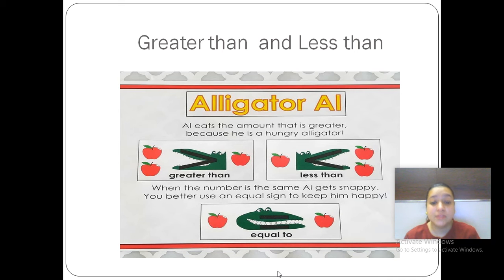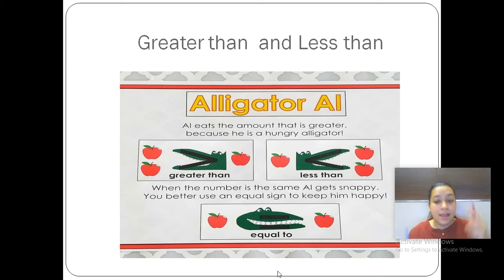When the number is the same, Al gets snappy, and you know better to use the equal sign to keep him happy. So, what you are going to do whenever the bigger sign means, can you tell me the bigger sign? The bigger sign, the mouth opened. Okay, the mouth is open.